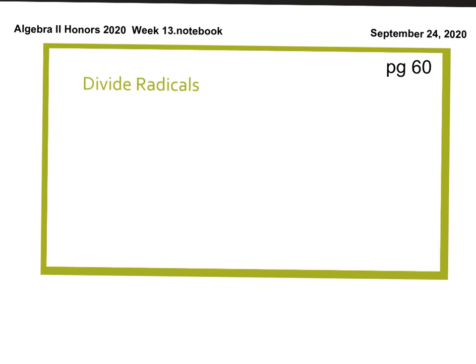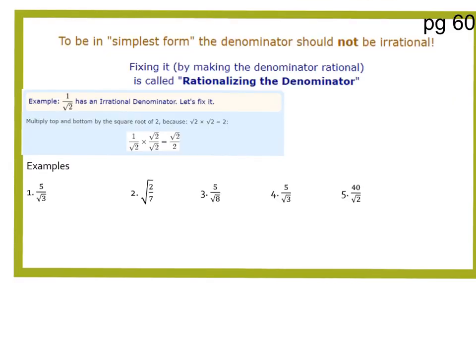Dividing radicals is also known as rationalizing the denominator. You'll need a piece of paper. To divide radicals, you have to first realize that to be in simplest form, the denominator should not be irrational. To be irrational means that you have a radical in the denominator. To fix this problem, it's called rationalizing the denominator.